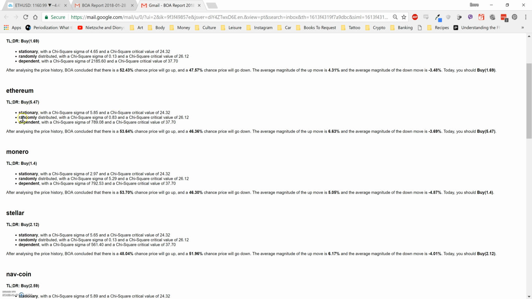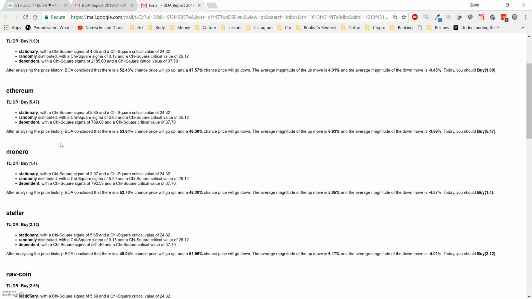So you have stationarity, randomness, and dependence, and I want to make a video on explaining each of these in a way that makes it easier for people that might not have a statistical background. But before I do that, I want to just go into what chi-square is, because that's going to be important for all three of these.